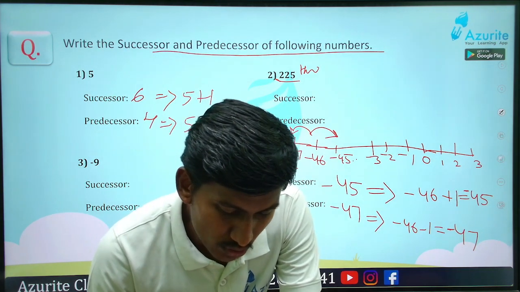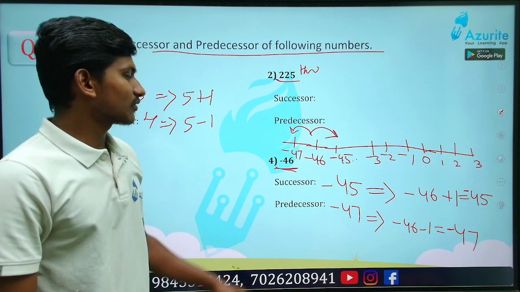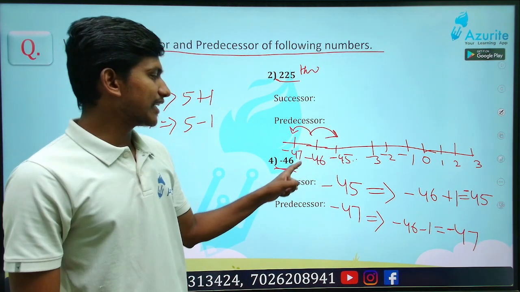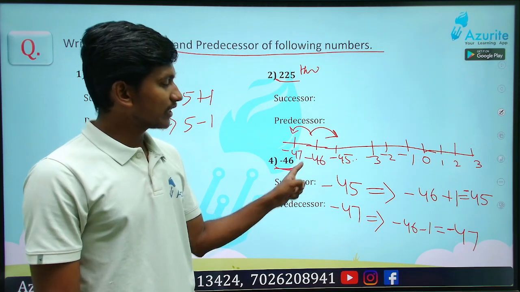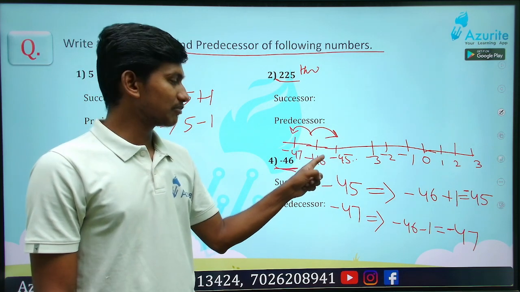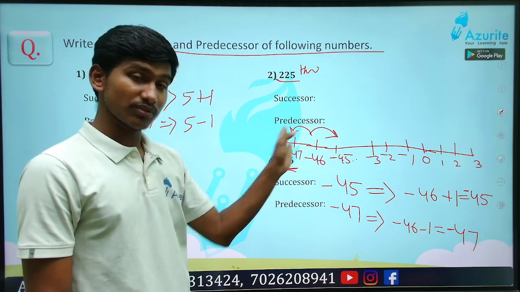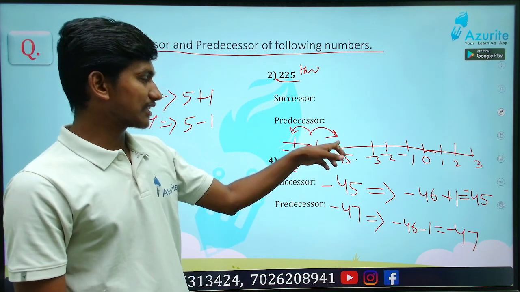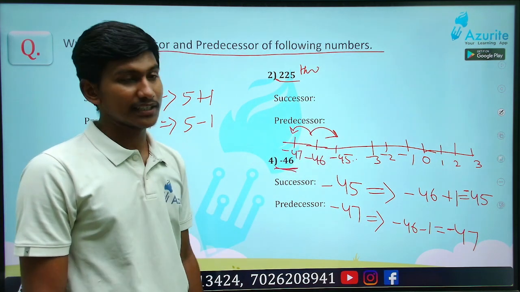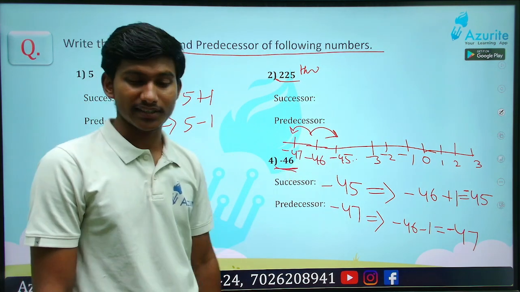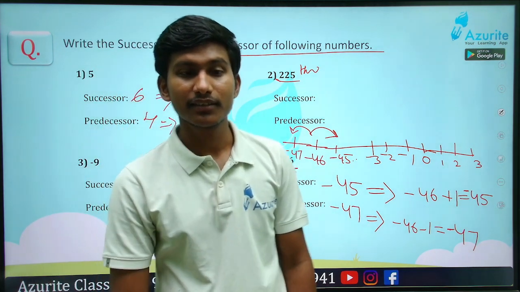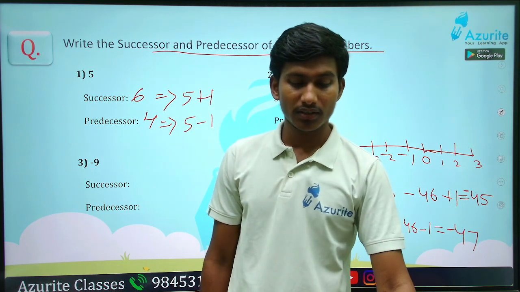Understand? Good. If you are not sure, then in the minus, you just write 46, 45 and 47. So here minus 45 will be the bigger one, next that is before that. From this side it is successor and this side predecessor. So minus 45 will be the successor, and minus 47 will be the predecessor. Got it? Remember? Okay.